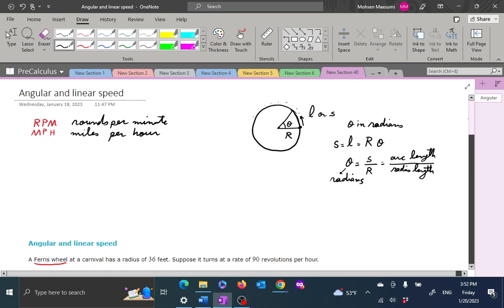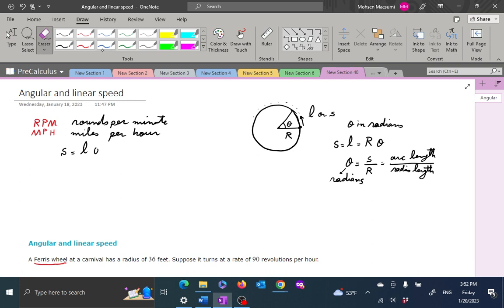Let's go back here and let me rewrite this formula. S is equal to R times theta. So this is the distance. If I take the distance and divide it by time, I get the speed. So the distance traveled divided by time will be the speed. That's how fast we are going around, measured in, say, miles per hour, feet per second, or whatever it is.